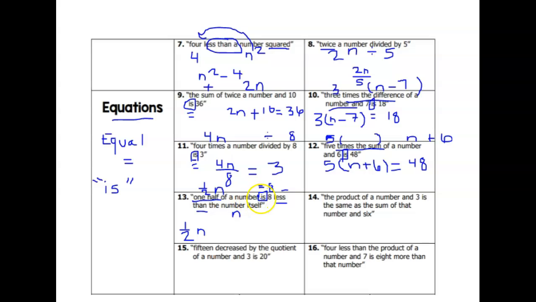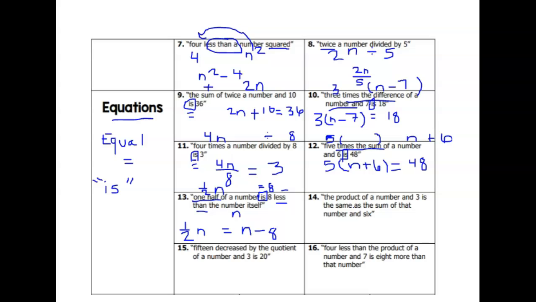And then here's my equal sign. There's my is statement. So I got my equal sign in between. Then I do my turnaround statement. This should be n, which is the number, minus 8 because of that turnaround statement. Yes.